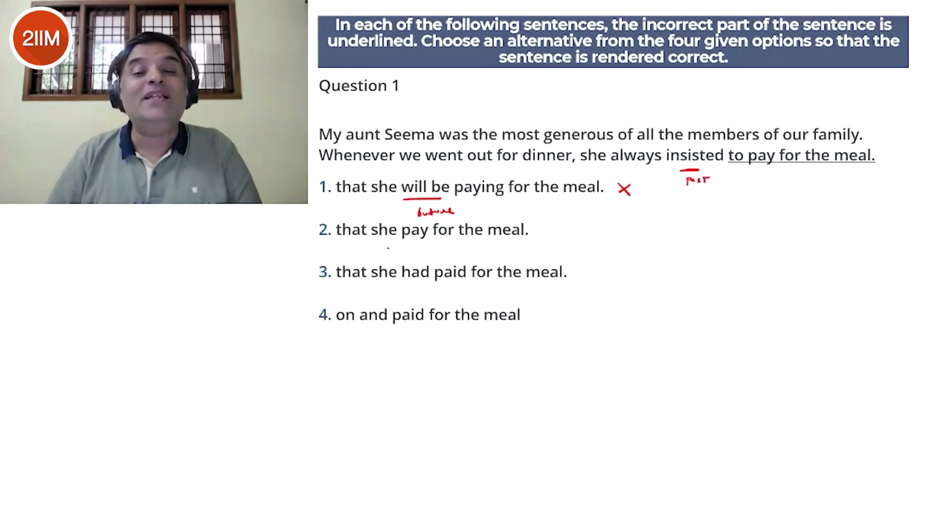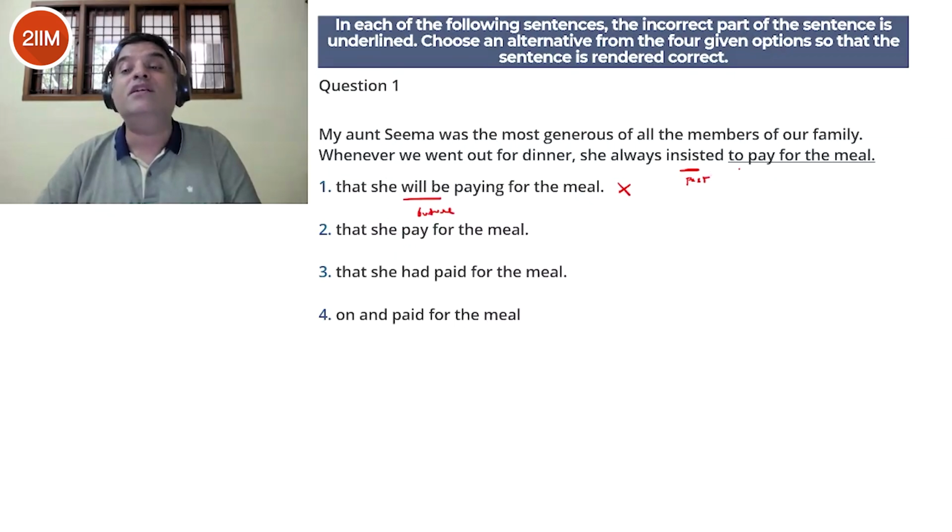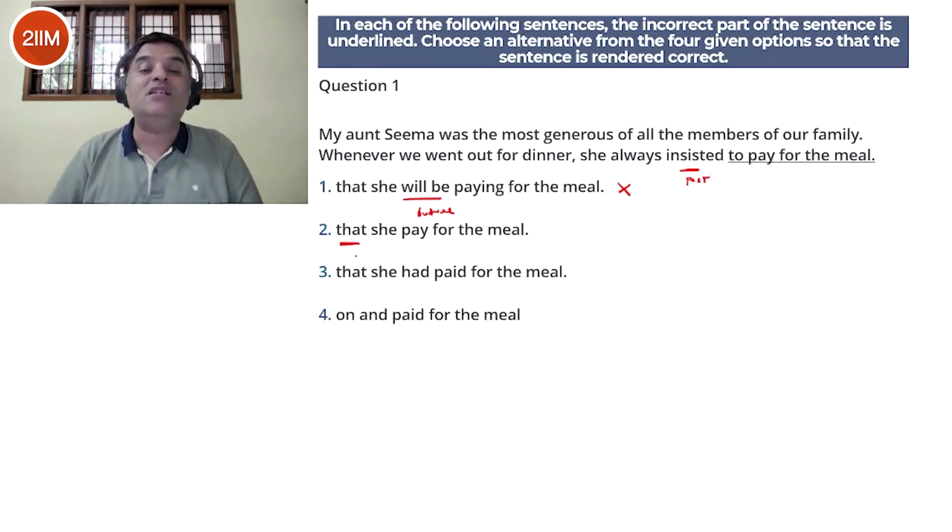She always insisted that she pay for the meal. All right. Now, what is the difference? It says "she always insisted to pay for the meal." Here we are including an additional word. "She always insisted that she pay for the meal." Okay. This seems fine. Let's park this. Okay. Let's look at the third.